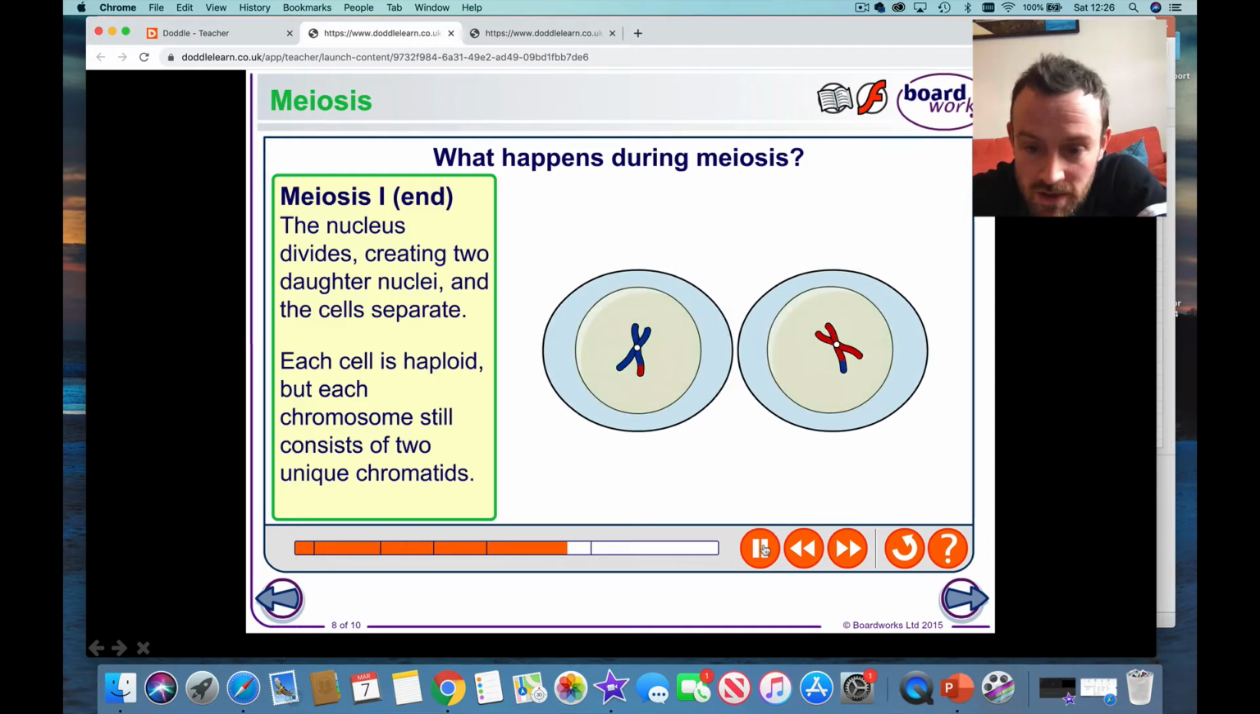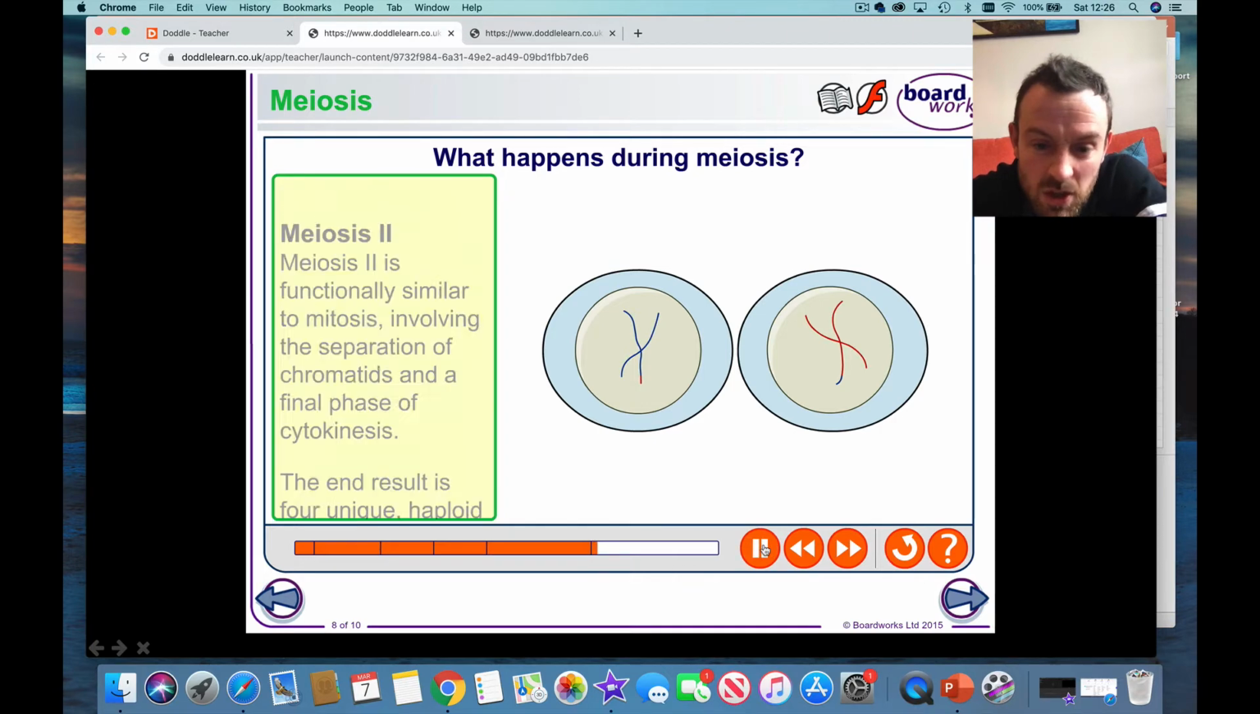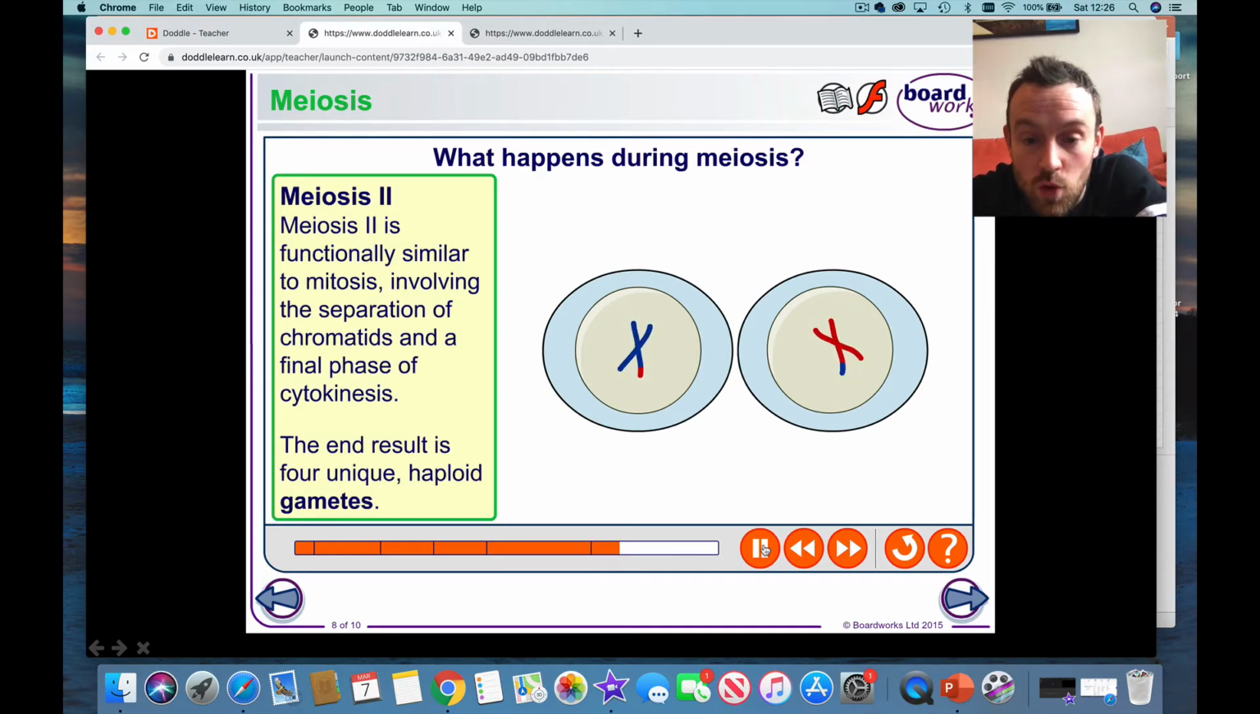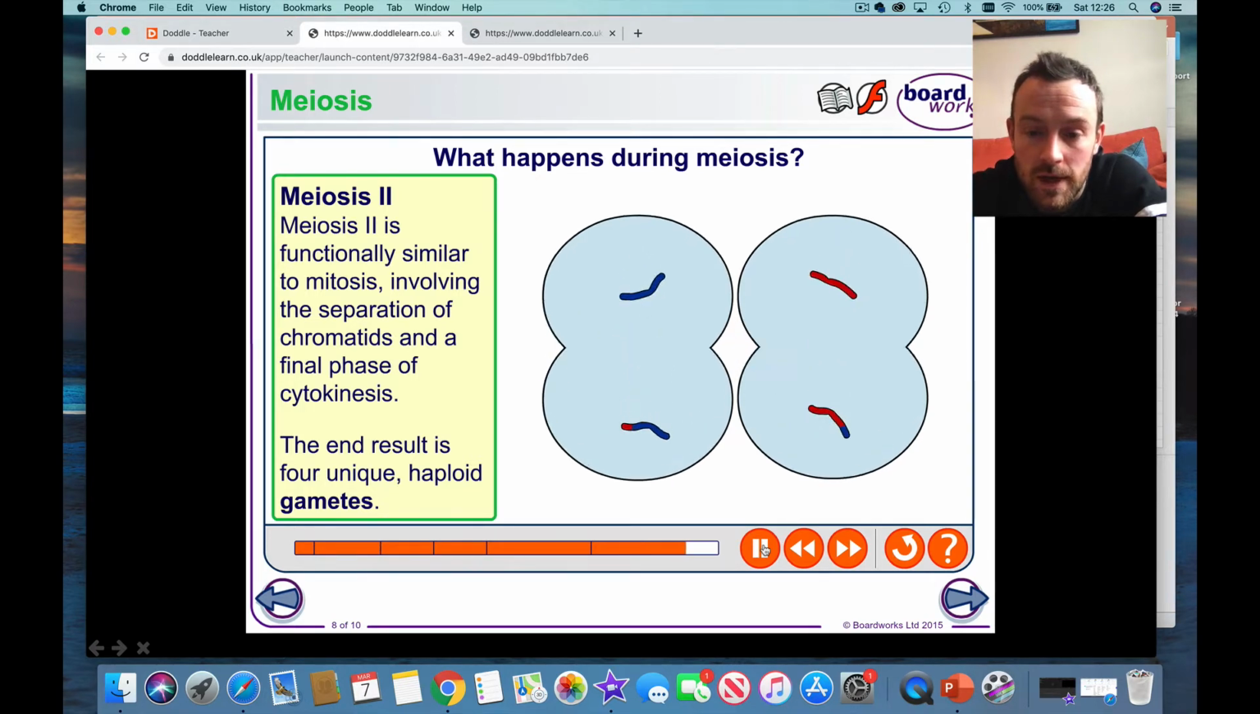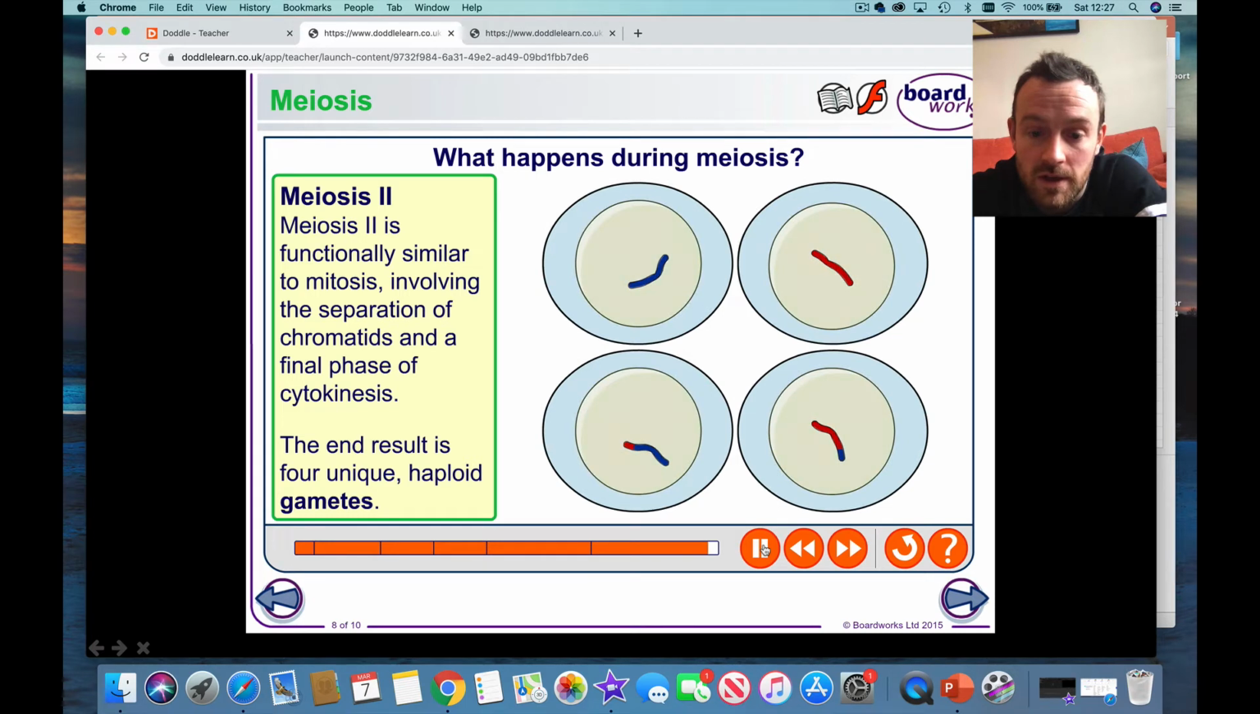And of course in meiosis, that's not the end of the process. There is a second division, which we call meiosis 2, where those chromatids in each chromosome are then separated. So we end up producing 4 different unique gametes with varied genes on them. Okay, so that's meiosis.